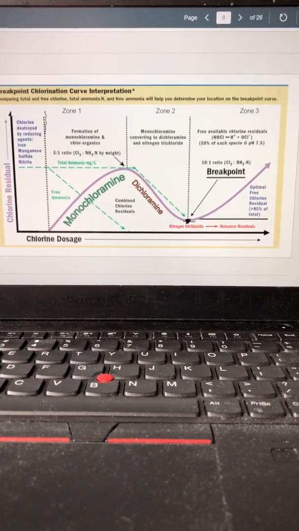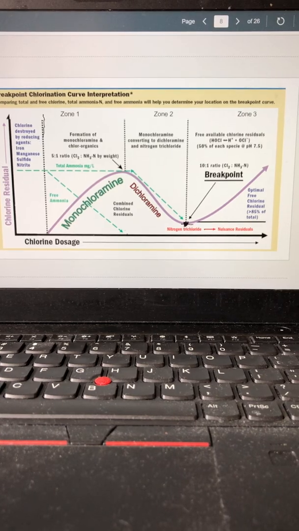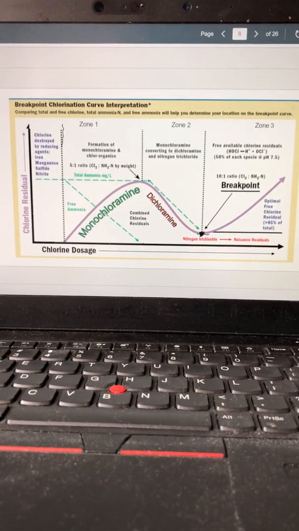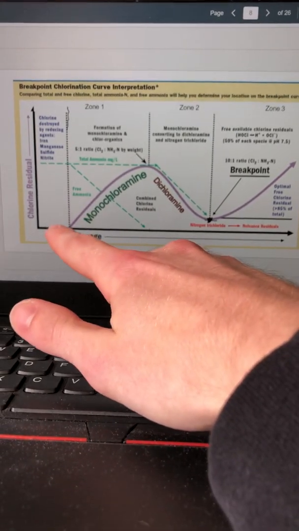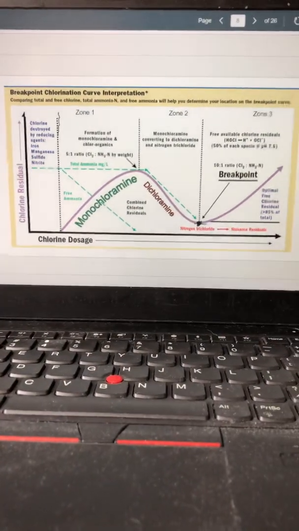Hi JT, I'm going to explain the breakpoint chlorination curve now. So on the x-axis is the chlorine dosage, on the y-axis is the chlorine residual.